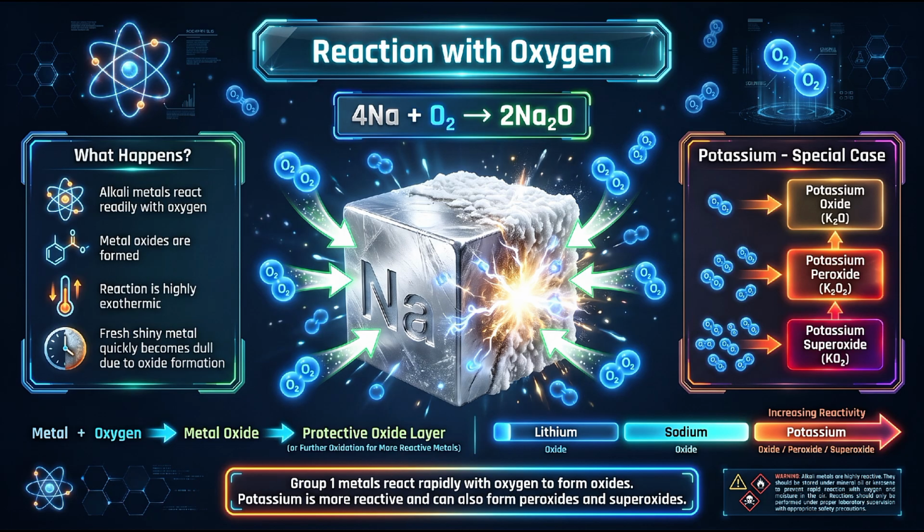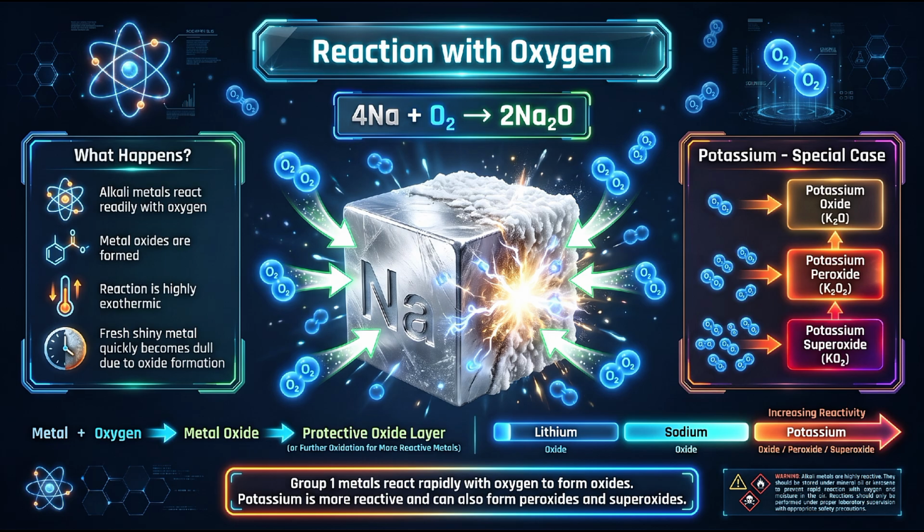When sodium is freshly cut, its surface is bright, smooth, and highly reflective because of its metallic luster. However, as soon as oxygen in the air reacts with the surface, a thin layer of sodium oxide forms. This oxide coating scatters light rather than reflecting it uniformly, causing the shiny surface to lose its metallic appearance and become dull gray or whitish.